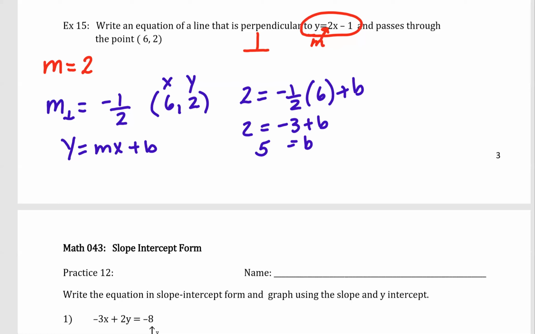So I've solved for b. So I'll write the equation of the line. y is equal to negative 1/2 x plus 5.